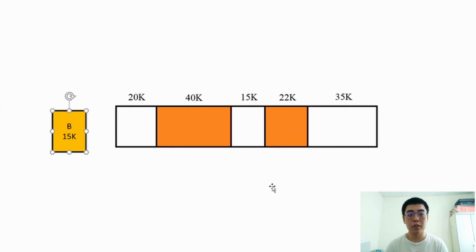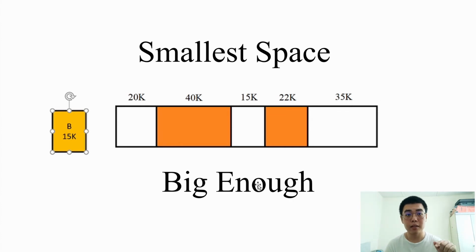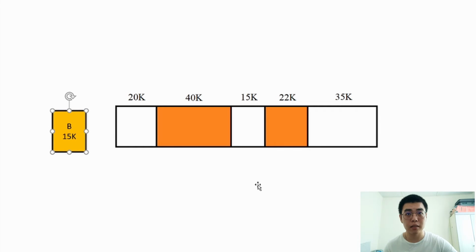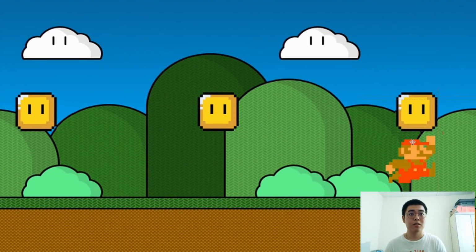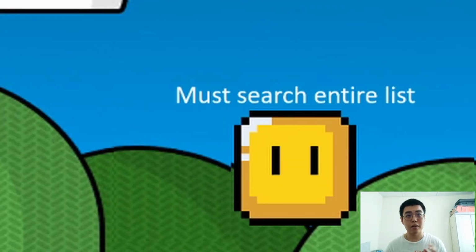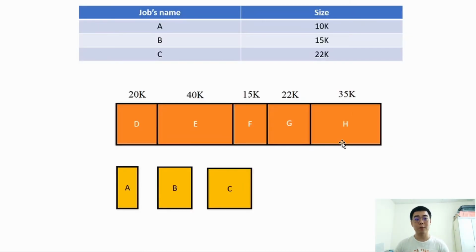But all three of the empty spaces are big enough for B to fit into. So in the case of best fit, it will find the smallest space that is big enough for it to fit in. The smallest space among these three empty spaces is 15k, so B will just get into the 15k empty space. With that being said, in the case of the best fit algorithm, you have to search through the entire list in order to get the best fit for the job. So this is an example of the best fit algorithm in the situation of dynamic partition.